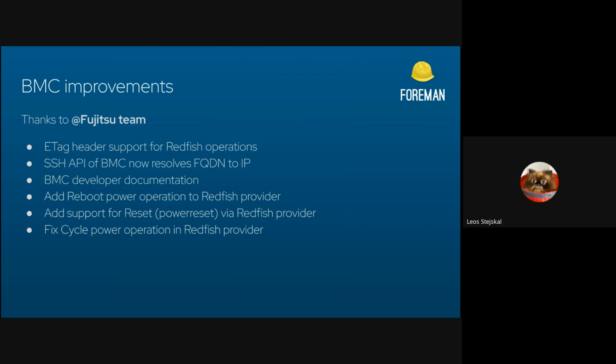The other stuff is from the Fujitsu team from Japan. They did quite a lot of work on BMC improvements in Smart Proxy and in the Foreman. I made a list here, so I'll just go from the top. The most recent change is the support for the ETag header for the Redfish operations. Improved resolving FQDN to IP for the SSH API. In previous versions we used only the IP address, so with Foreman 3.18, finally the full FQDN is used for the resolution.